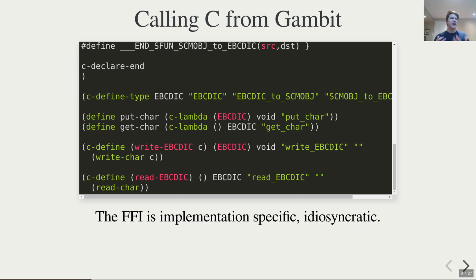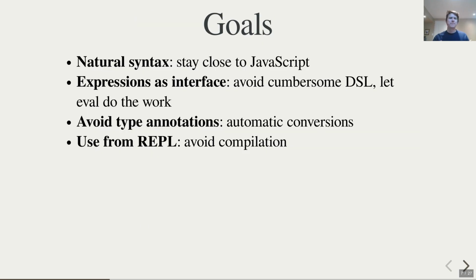We don't want to compile any code, and ideally we want to stay as close to JavaScript as possible. We want to have a natural syntax that allows the programmer to express something in JavaScript by staying as close to JavaScript as possible. And for this, we decided that we would move away from a somewhat cumbersome DSL from the function interface to what we call the expression as interface.